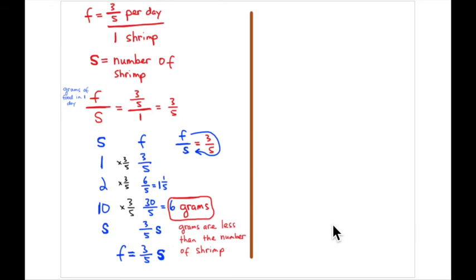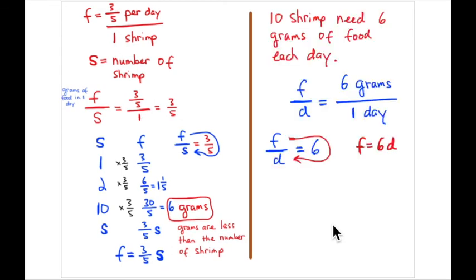All right, now they're going to add another layer to this. What if you have 300 grams of food? How many days is that going to last you to feed 10 shrimp? So now you have 10 shrimp. Those 10 shrimp need 6 grams of food each day. So it's grams of food per day. So it's 6 grams of food per day. But we want to know how many days the 300 grams are going to last. So we actually want to know days per grams. So this is 6 grams per 1 day.